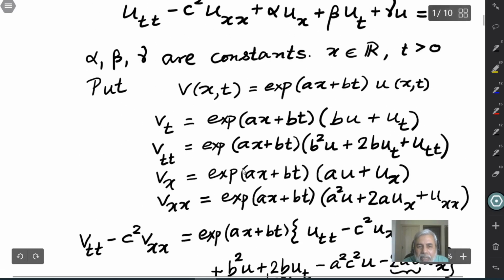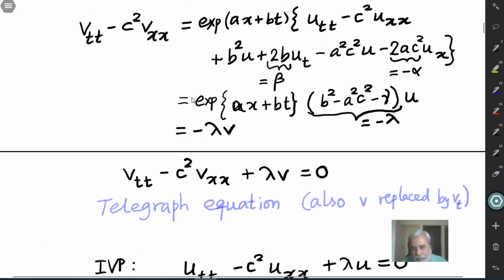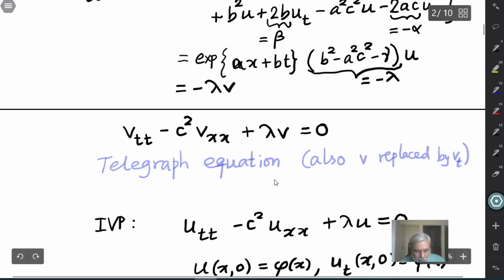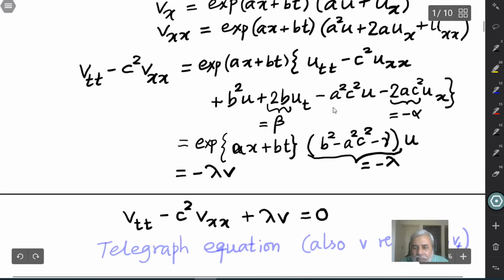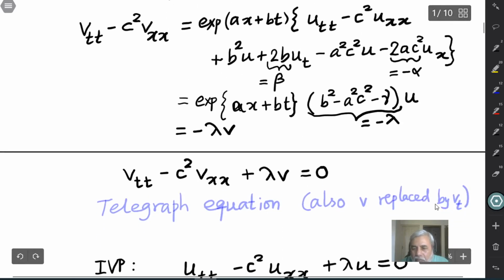Okay. So with this change of variables, this function v satisfies this second order equation. So it's not the wave equation, there is a term lambda v coming there. And this is called the Telegraph equation. In the literature, you also find that if you replace this v by v sub t, that is also called the Telegraph equation in some textbooks. In either case, we have learned that even if it is vt, we can always transform that equation to an equation of this form.